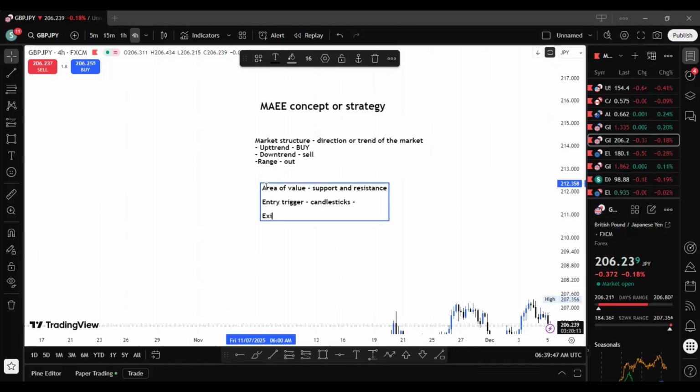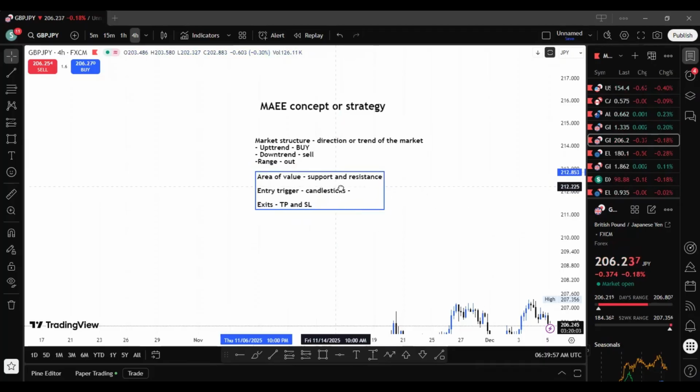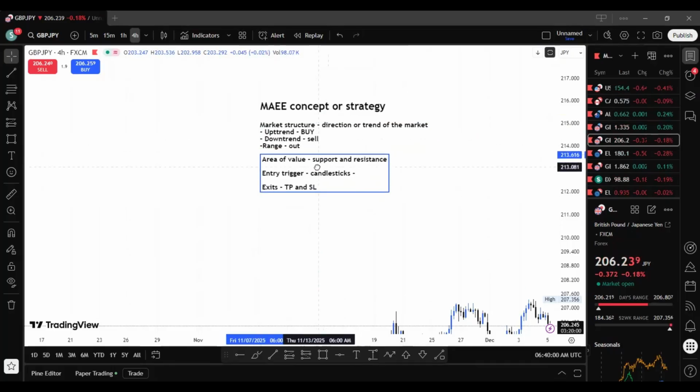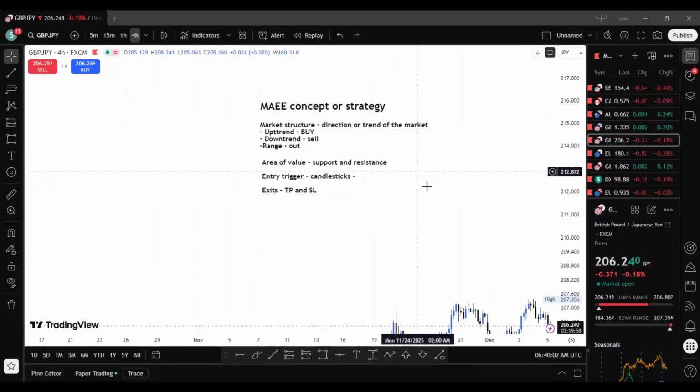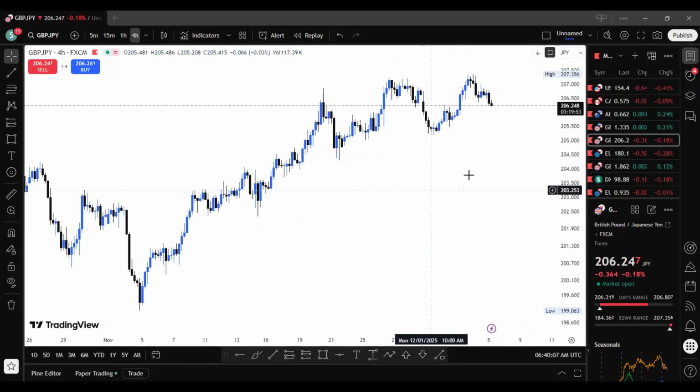Then the last thing we look out for is the exit, where we set our take profit and our stop loss, which is very, very important if you want to be a good risk manager. Because strategy without risk management will take you back to square one. So without much further ado, let me just get into the video and analyze this currency pair.